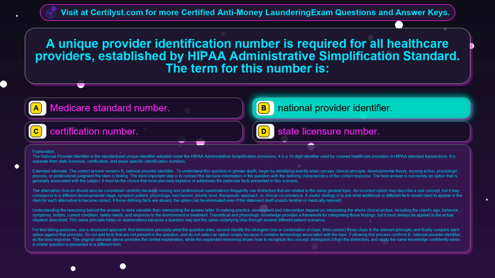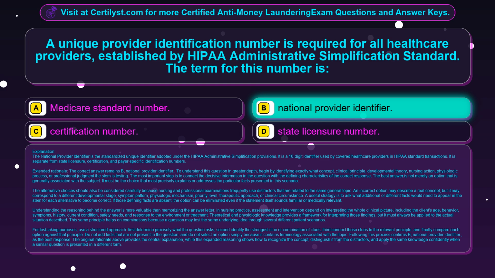The alternative choices should also be considered carefully because nursing and professional examinations frequently use distractors that are related to the same general topic. An incorrect option may describe a real concept, but it may correspond to a different developmental stage, symptom pattern, physiologic mechanism, priority level, therapeutic approach, or clinical circumstance. A useful strategy is to ask what additional or different facts would need to appear in the STEM for each alternative to become correct. If those defining facts are absent, the option can be eliminated even if the statement itself sounds familiar or medically relevant.